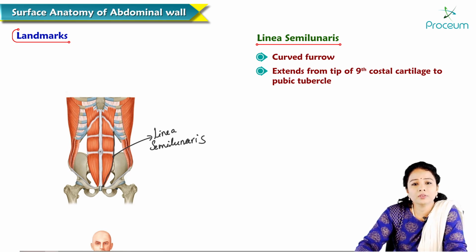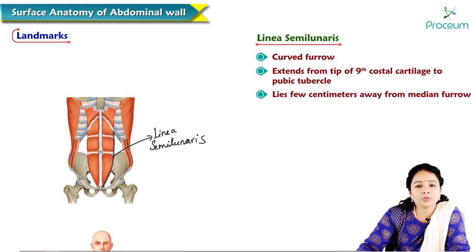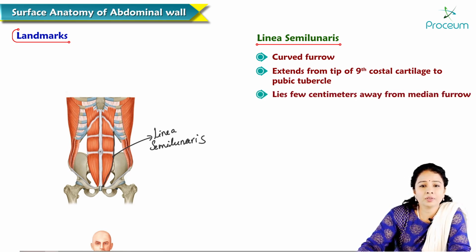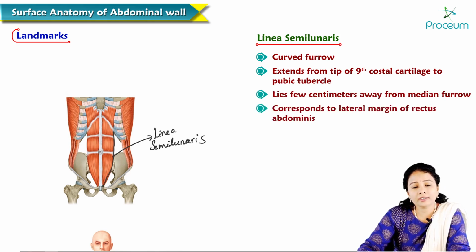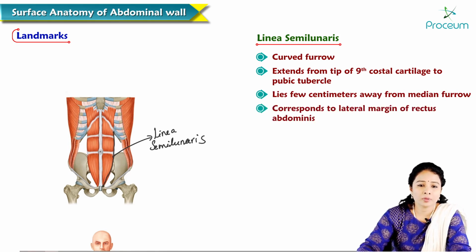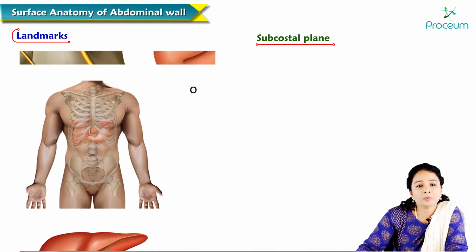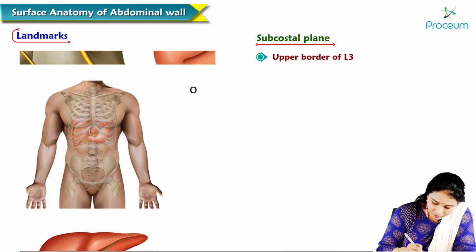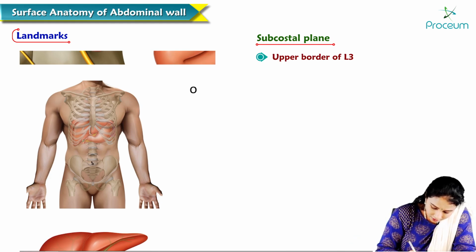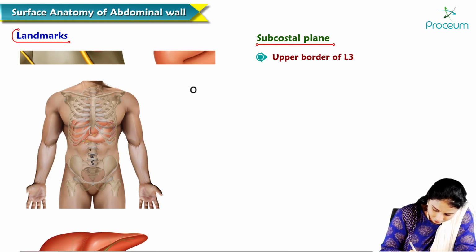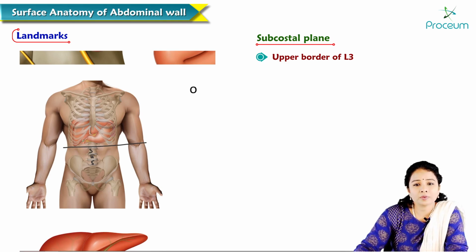So linea semilunaris lies a few centimeters away from the median furrow and corresponds to the lateral margin of rectus abdominis. The next important landmark is the subcostal plane. Subcostal plane is located along the upper border of L3. So L5, 4, 3. Along the upper border of L3 is the location of the subcostal plane.